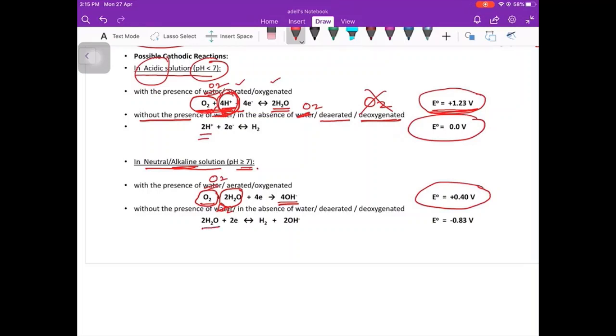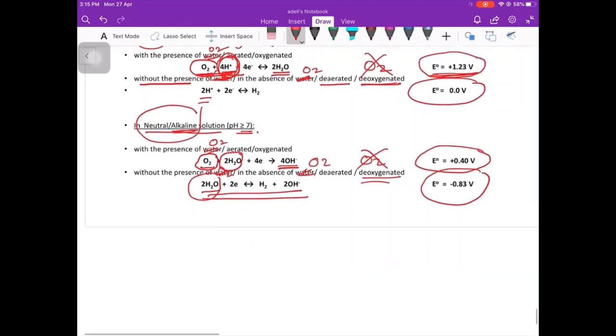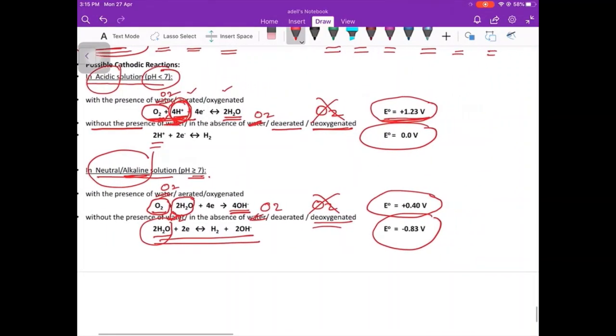If without dissolved oxygen but alkaline or neutral, pH more than 7 or equal to 7, you must use this half cell reaction without oxygen. There is no oxygen present, also known as deoxygenated. There is no oxygen, so you must use this negative 0.83 volt.